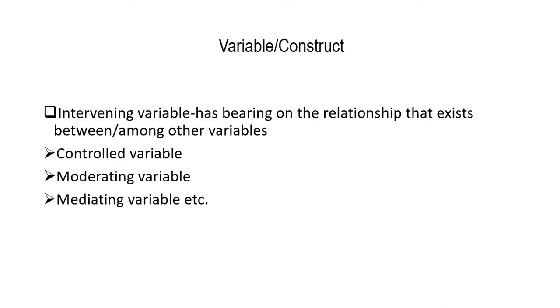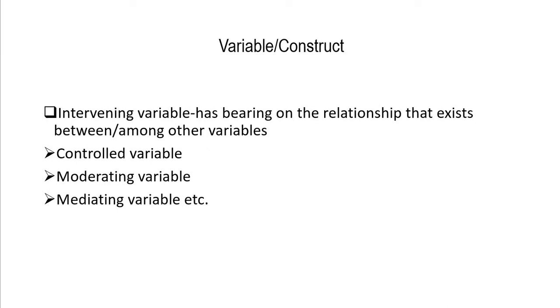The second aspect is that a moderating variable has the tendency to affect the strength of the relationship that exists between the independent variable and the dependent variable. And therefore, if the relationship is weak, it can make it moderate. If it is strong, it can make it weak. So that is how moderating variables play their role in the context of research.